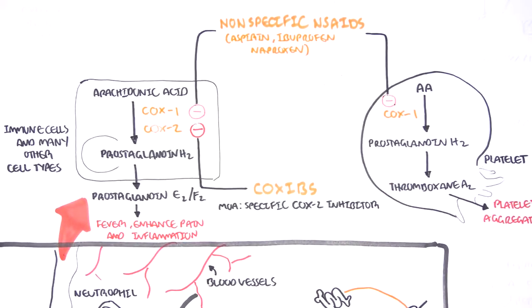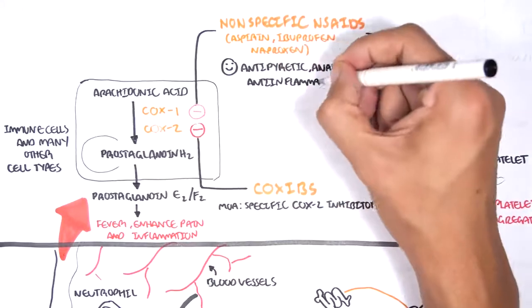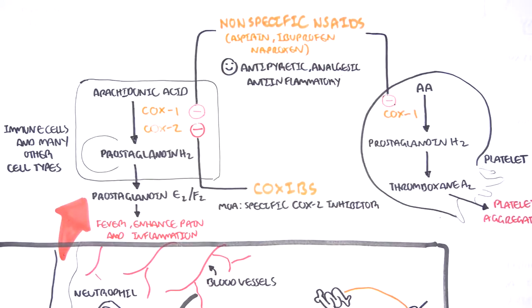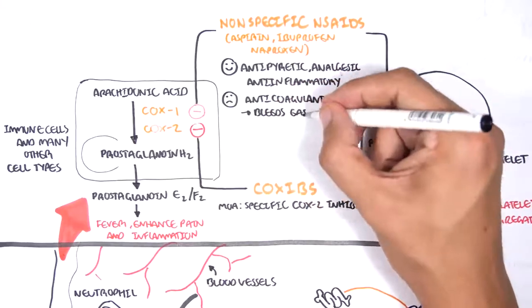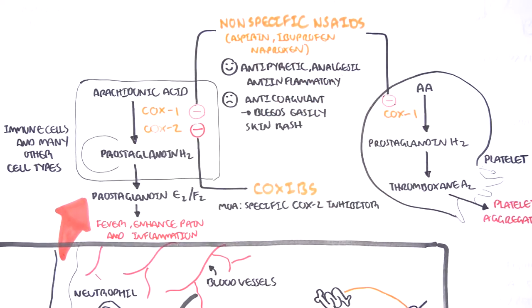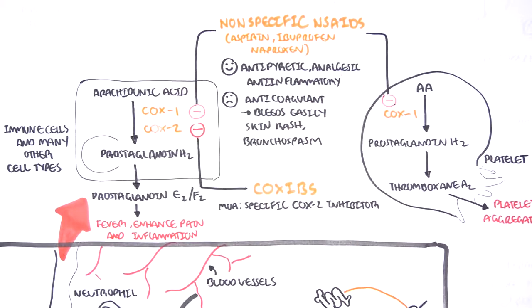Non-steroidal anti-inflammatory drugs, such as your common ibuprofen, are non-selective, and so they block both COX-1 and COX-2. Thus, they are antipyretic, analgesic, and anti-inflammatory. Side effects of these drugs mean that they are anticoagulants, so you can bleed easily. You can also be partially allergic, getting a skin rash, and NSAIDs can also induce bronchospasm because some prostaglandins have a role in bronchodilation.